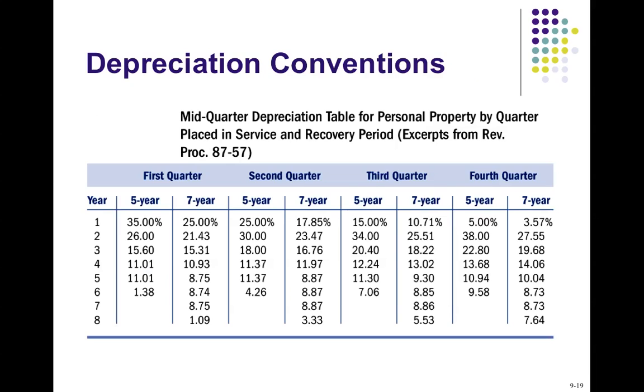If it seems kind of confusing, I promise we will clear it up in class with a lot of examples. So just kind of convention, what it boils down to, there are two types, right? There is the half-year convention and there is the mid-quarter convention. Most of the time we get to use the half-year. We would prefer to use the half-year because it's easier. We use one table instead of four tables. When we have to use the mid-quarter table is when more than 40% of our assets were purchased in the fourth quarter. Then we're stuck using these tables, and we'll go over examples in class.